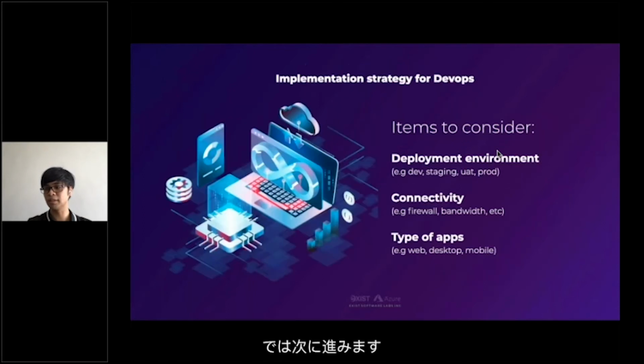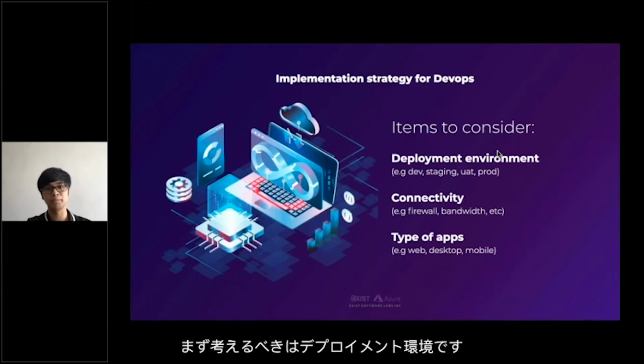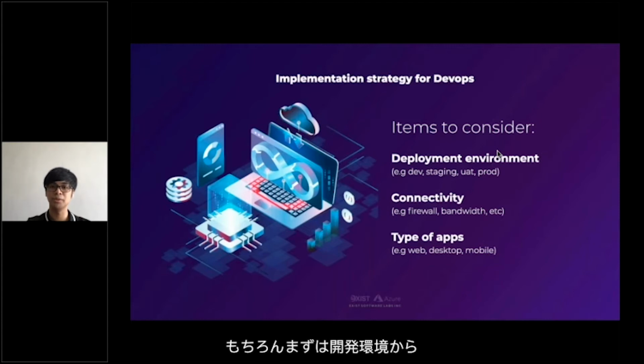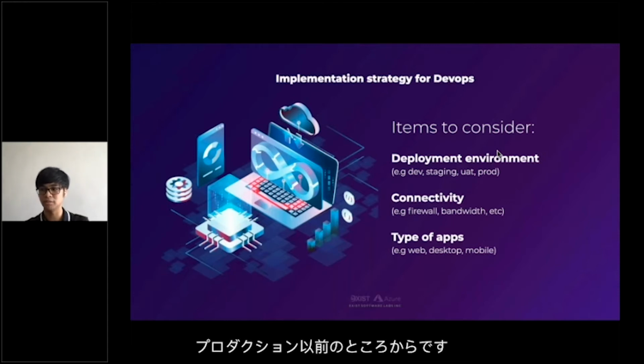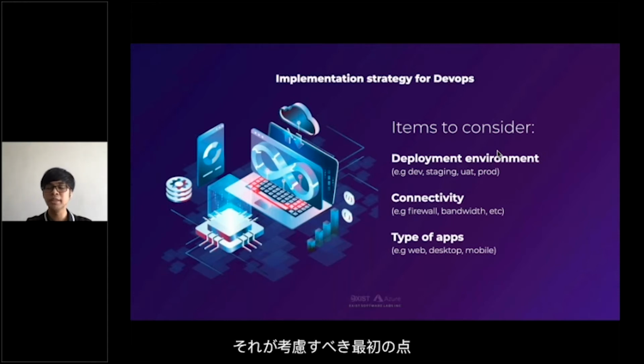Okay, so moving forward, I think this would be how we would implement DevOps within your organization. So some things to consider. Where do you want your DevOps to start? So first would be, what would be the deployment environment? Of course, we would always want to start on your development environment. We would want to start assessing first whether our build pipelines and our continuous integration are actually working, even before we go into production. So that's the first thing to consider.